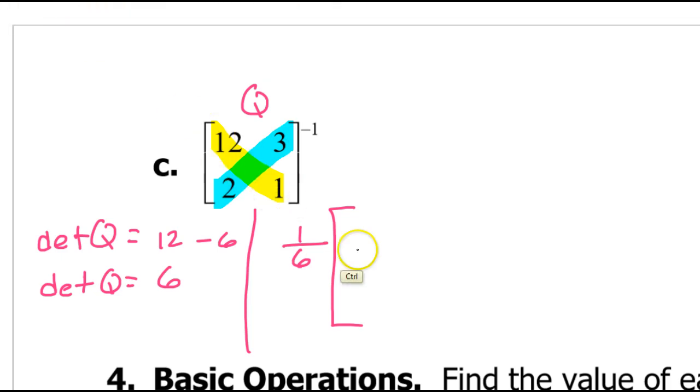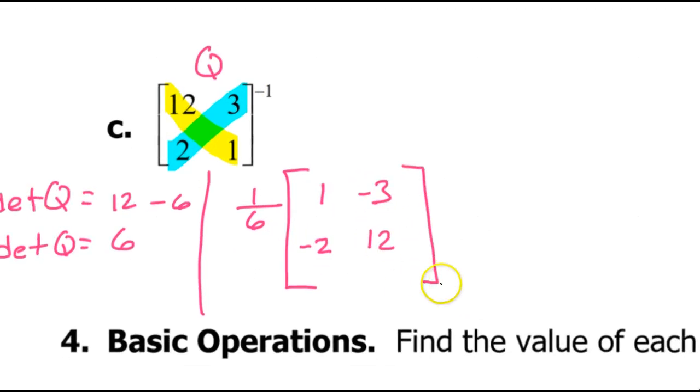Okay, so if I reverse the down diagonal, that means I'm going to have 1 and 12. And then now I'm going to negate the up diagonal. So I'm doing reverse negate. So negating the up diagonal. Right, this will give me the inverse. All right, in fact, I should put a little Q inverse in front of all of this.